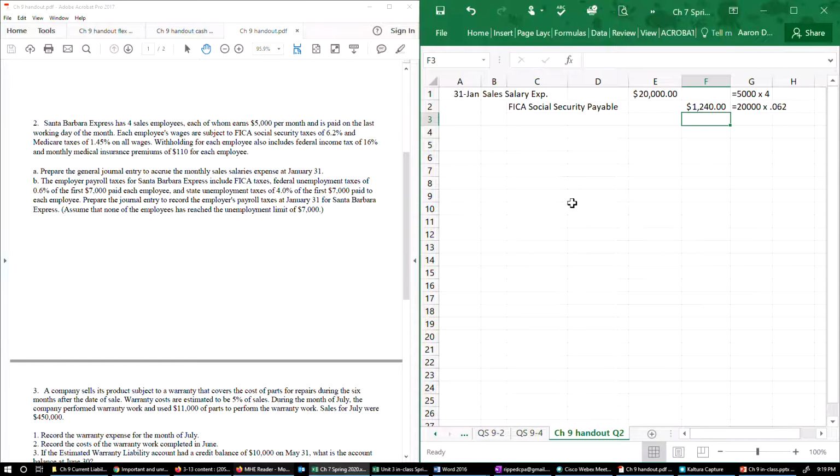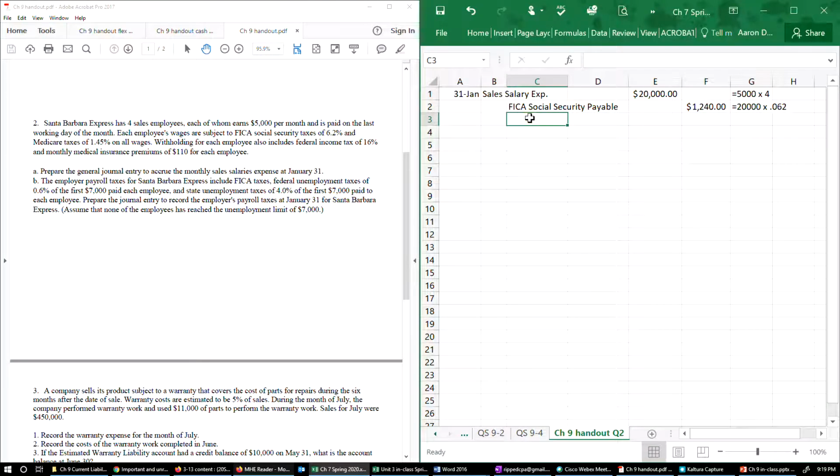All right, and it is worth noting that FICA tax does eventually go away once you've earned, I think it's 116,000, or maybe it's 118. It's an index number; it changes periodically, but it does eventually stop for high income earners. All right.